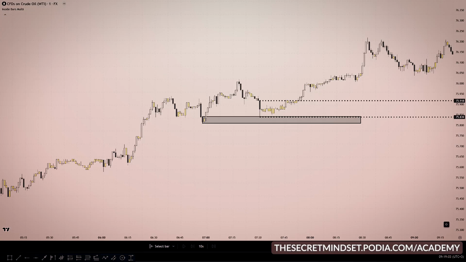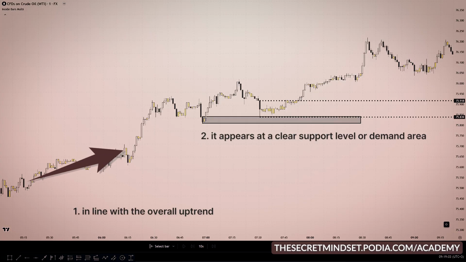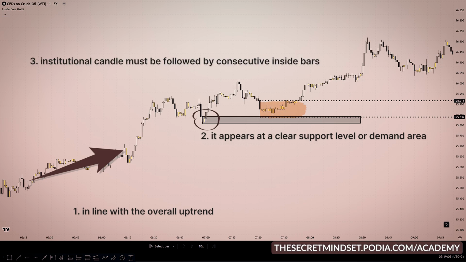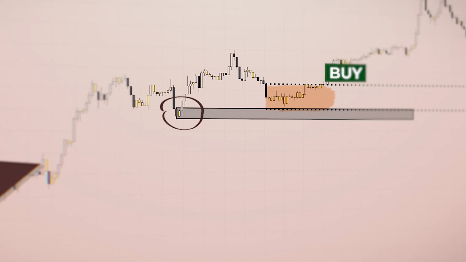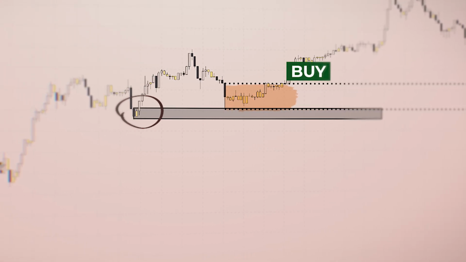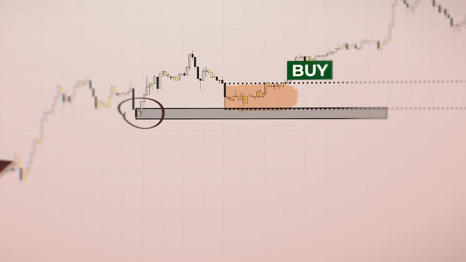A buy scalping signal must be strengthened by several factors. First, it must be in line with the overall uptrend. It should appear at a clear support level or demand area. And the institutional candle must have many consecutive inside bars. This scalping approach aligns with the principle that it's usually best to trade with the trend. In an uptrend, we look for opportunities to buy on pullbacks or corrections, and a demand area provides exactly that kind of opportunity.